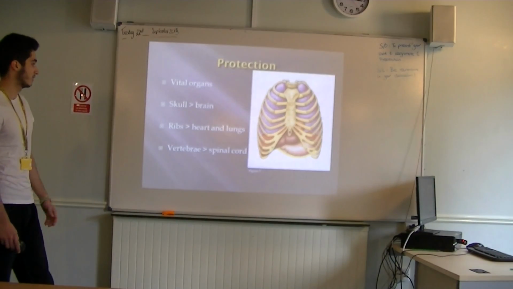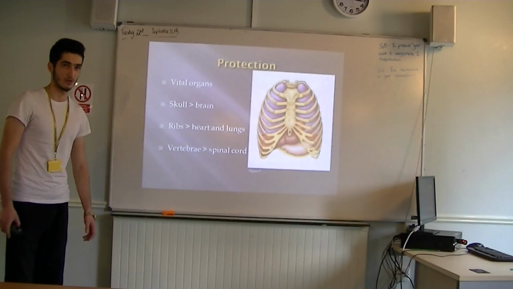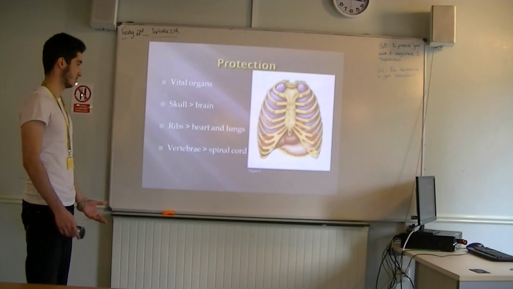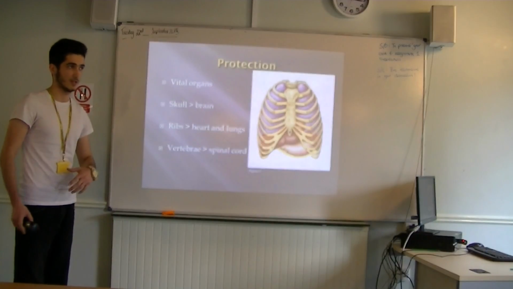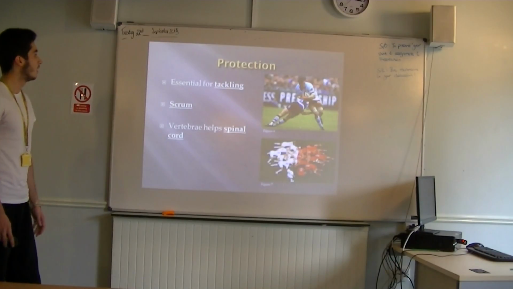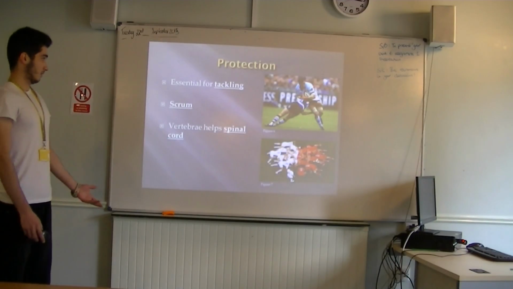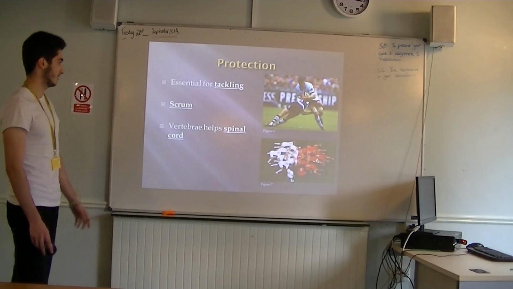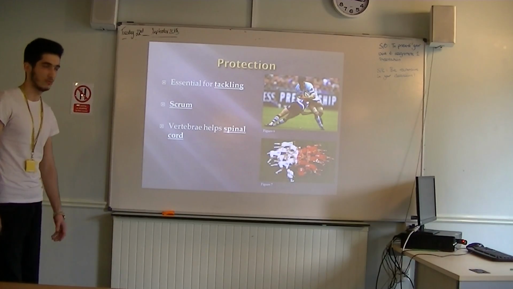The vertebrae is probably the most important, because if it wasn't there, the spinal cord would be vulnerable to damage. This is important because the spinal cord is in charge of nerve impulses, and this helps with movement. This is essential for tackling in rugby, for example in a scrum. And as I said before, the vertebrae helps the spinal cord for movement.